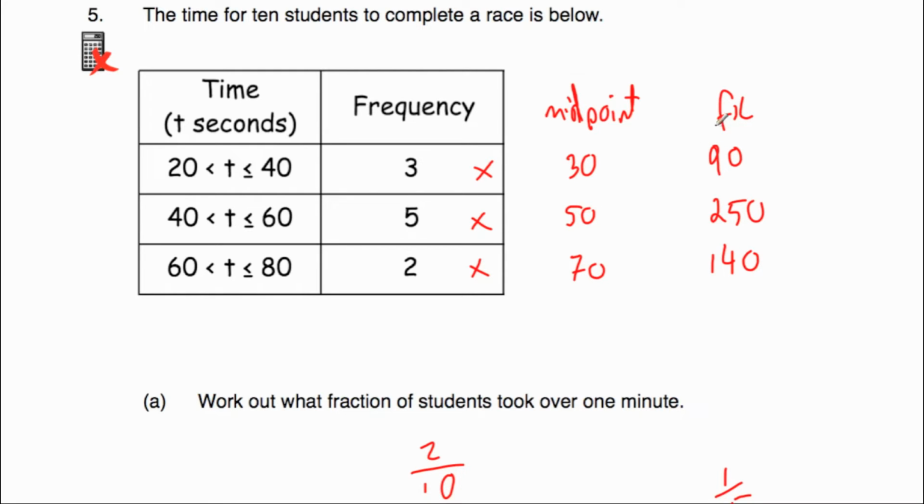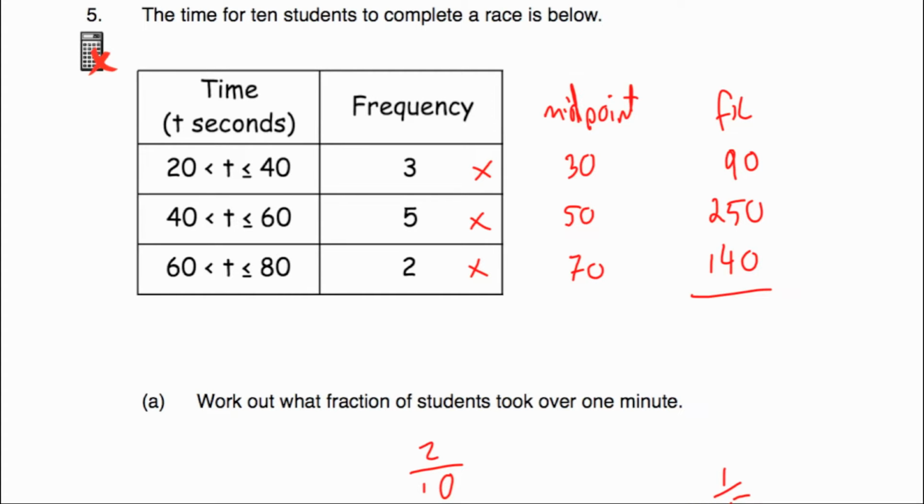Now we've got our fx column. Now we need to add up those values to find our estimate for the total time taken to complete the race by the 10 students. Just lining them up, we do 0 plus 0 plus 0 is 0. 9 plus 5 is 14, plus 4 is 18, so put the 8 down, carry the 1, and 2 plus 1 plus 1 is 4. So our total fx is 480 seconds.